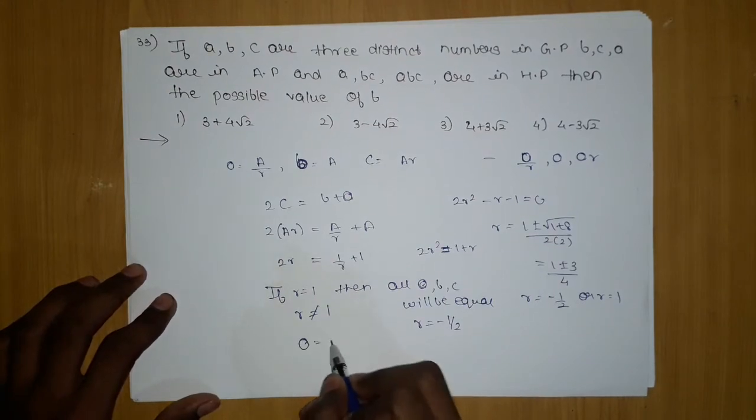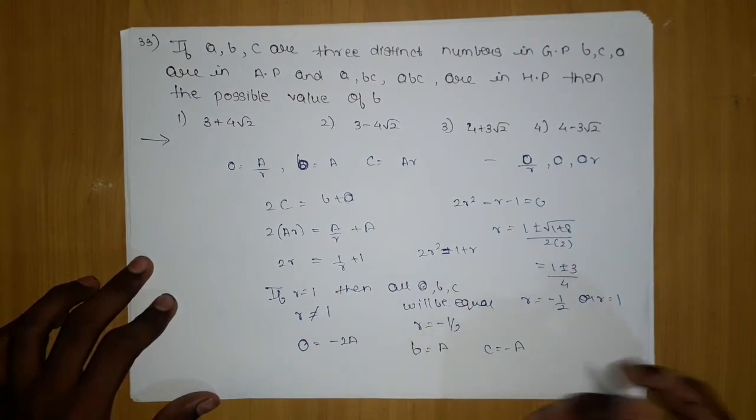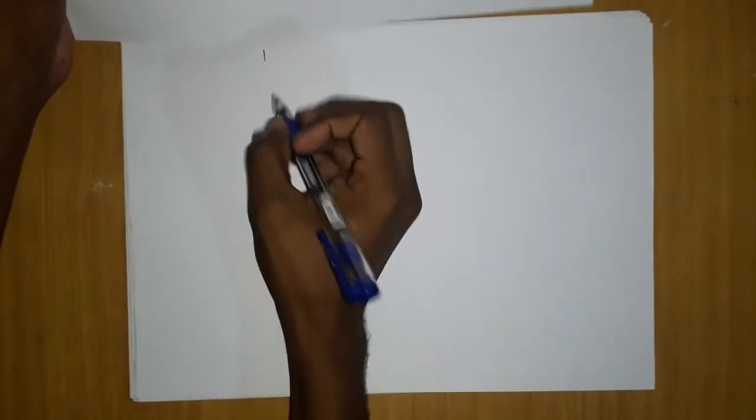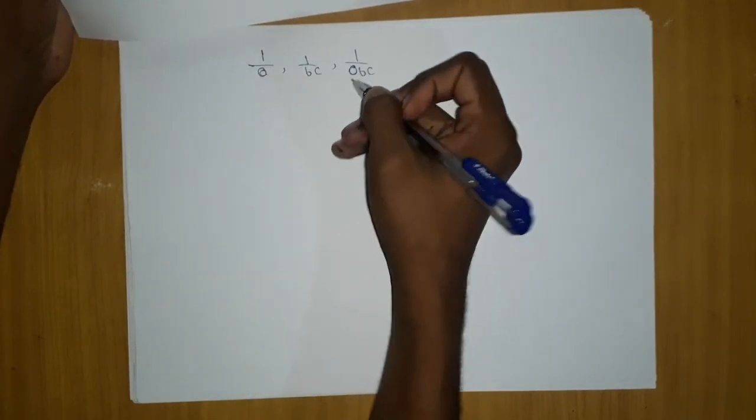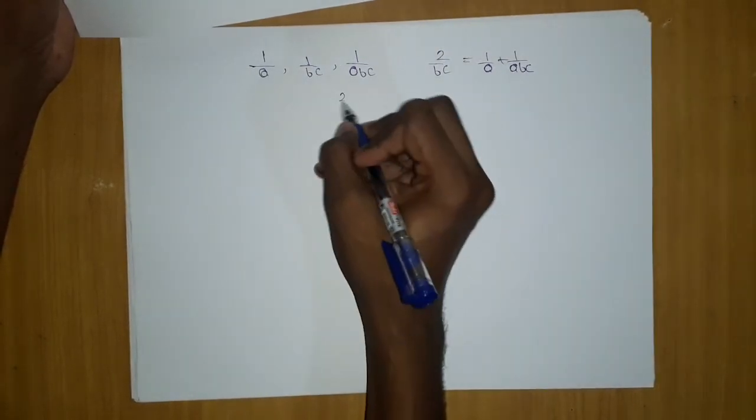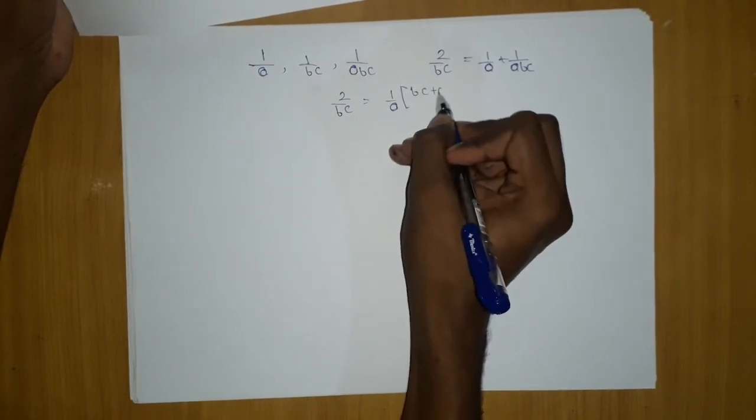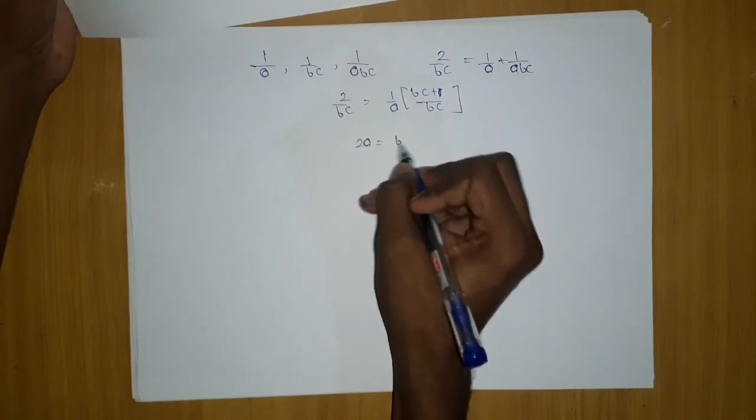Now from here I get a is equal to minus 2a, b will be a, c will be minus a. So I have got my a, b, c values. Now for the HP, 1 by a, 1 by bc, 1 by abc will be in AP. So 2 by bc will be equal to 1 by a plus 1 upon abc. Taking 1 upon a common, 2 upon bc is equal to 1 upon a times bc plus 1 upon bc, which will give me finally 2a is equal to bc plus 1.